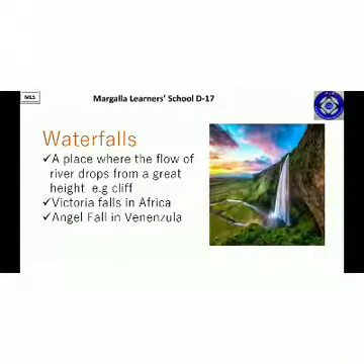In today's lecture, we learned about other landforms such as peninsula, plateau, delta, waterfalls, rivers, and lake. And we also learned about the difference between lake and river.